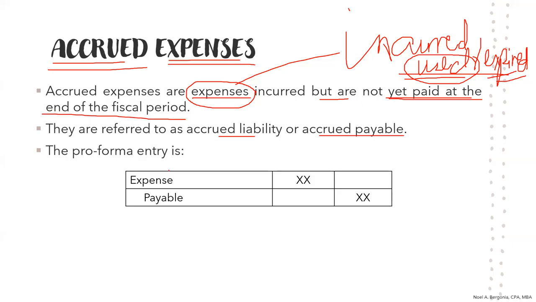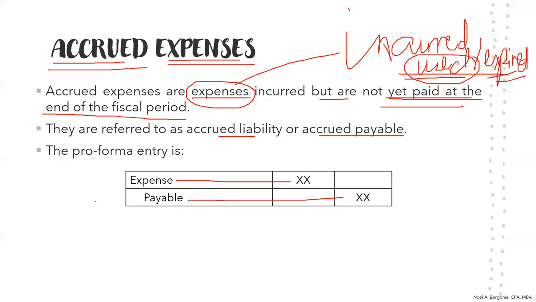So pag nagamit na or expired, there should have been an expense. Kaya may makikita kayong debit to expense. And then dahil not yet paid, then it will become a payable. So this is the pro forma entry. Every time that we have accrued expenses, we just simply debit the expense account and credit payable account. Now, papalitan na lang natin siya with the title that is specifically used for the transaction. It could be salaries, interest, okay, rent, or the likes.